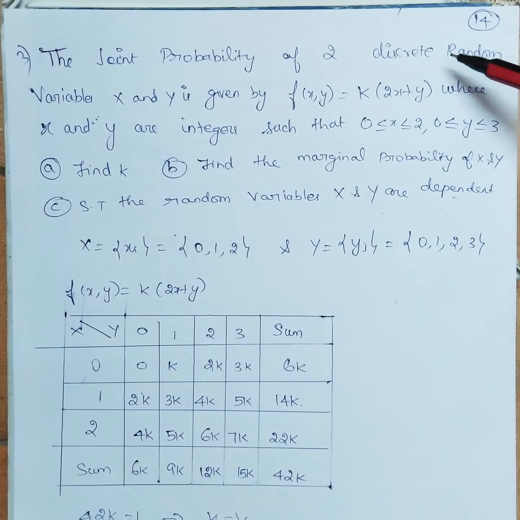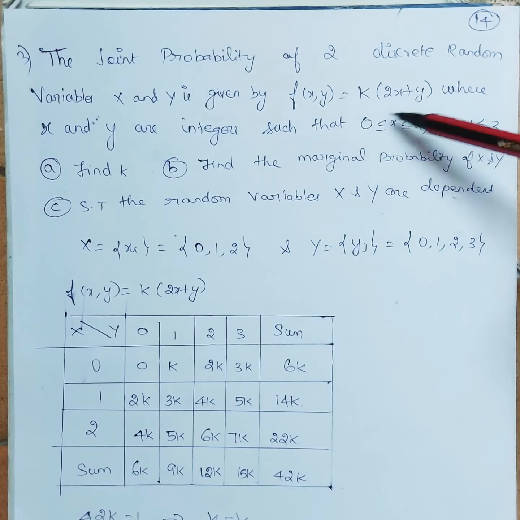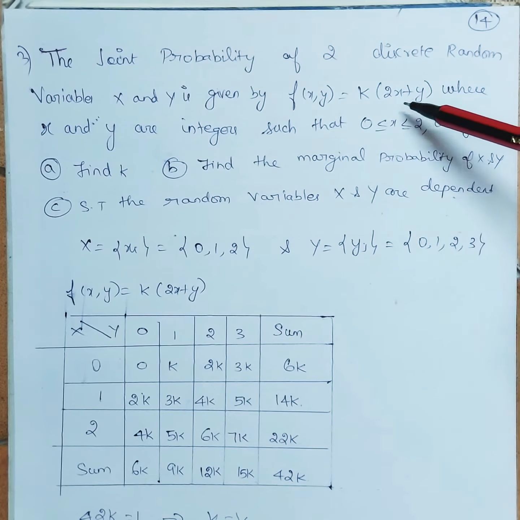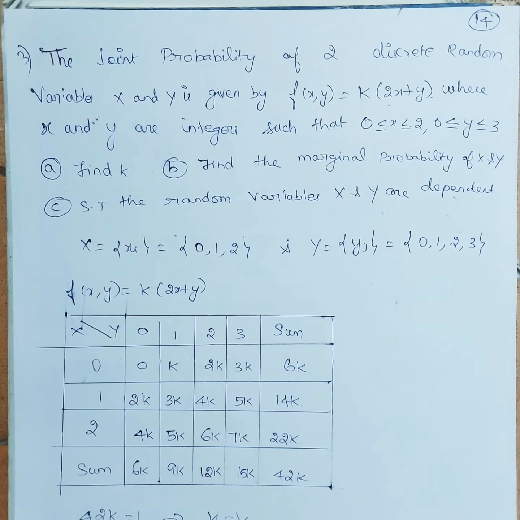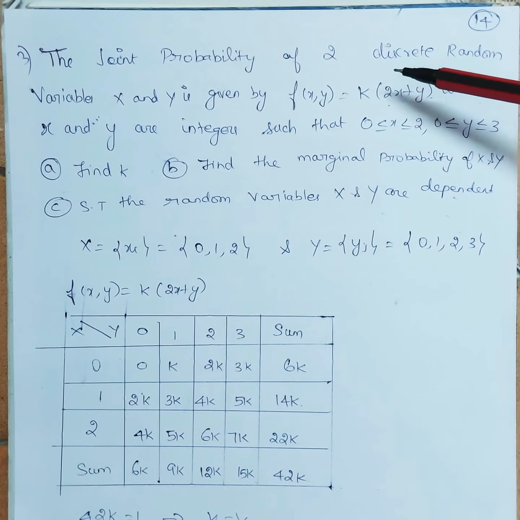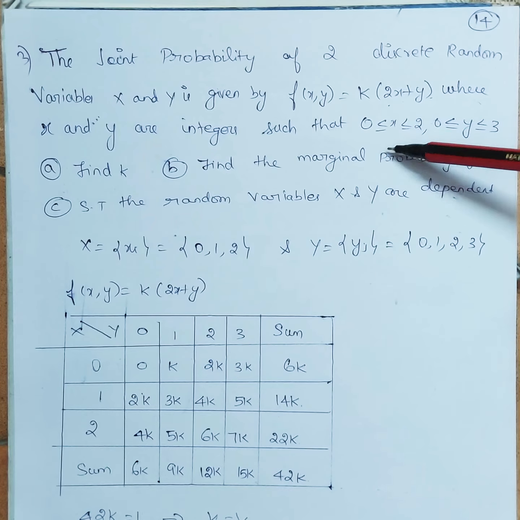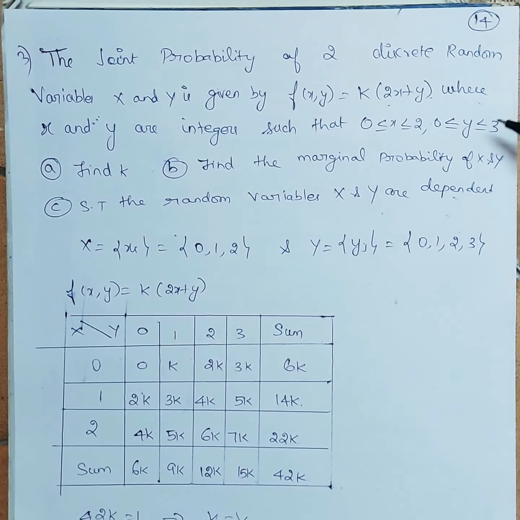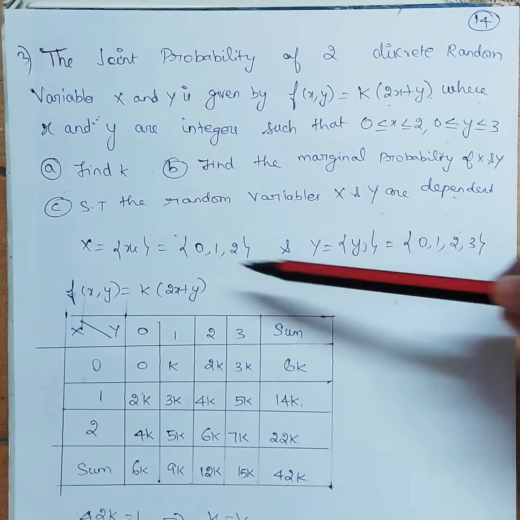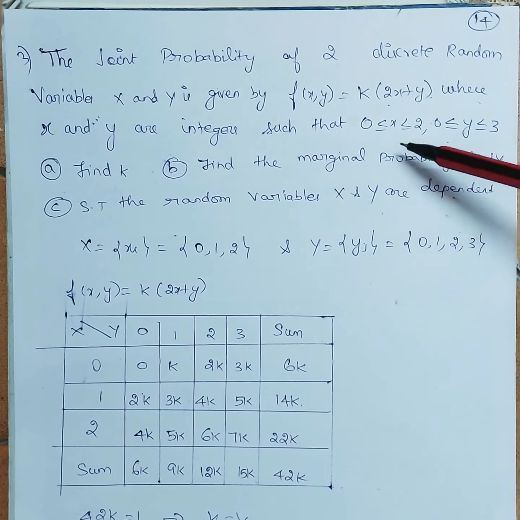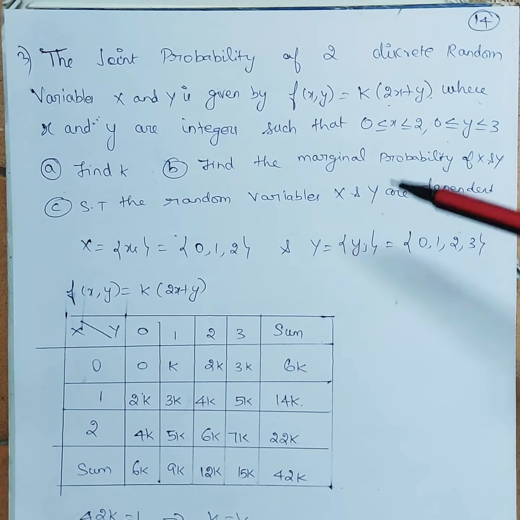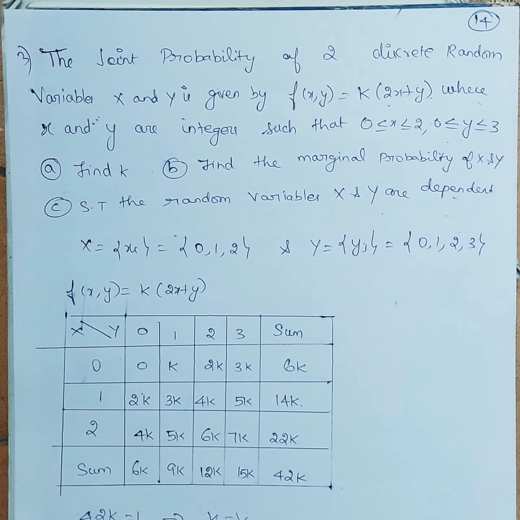The joint probability of two discrete random variables x and y is given by f of x comma y equal to k into 2x plus y, where x and y are integers such that x varies from 0 to 2, that is 0 less than or equal to x less than or equal to 2, and y values 0 less than or equal to y less than or equal to 3. Now what are the questions? Find k is the first question. Second one, marginal probability. Third one, show that x and y are dependent. These are the things in this problem.